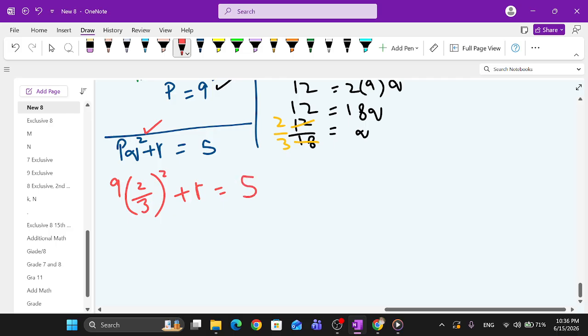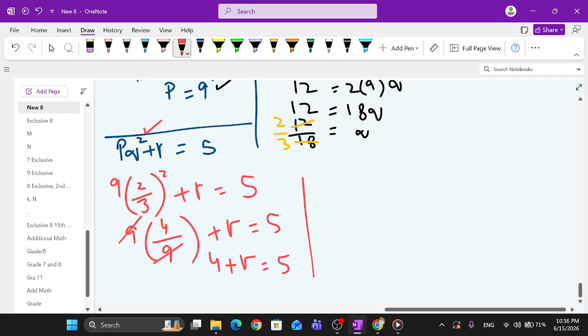So let's take the square of it. So 9 multiplied by 2 square is equal to 4 and 3 square is equal to 9. So plus R is equal to 5. From here we can easily find out that 9 is cancelled out. So we are left with 4 plus R is equal to 5. Or we can say R would be equal to 5 minus 4. That would be equal to 1.